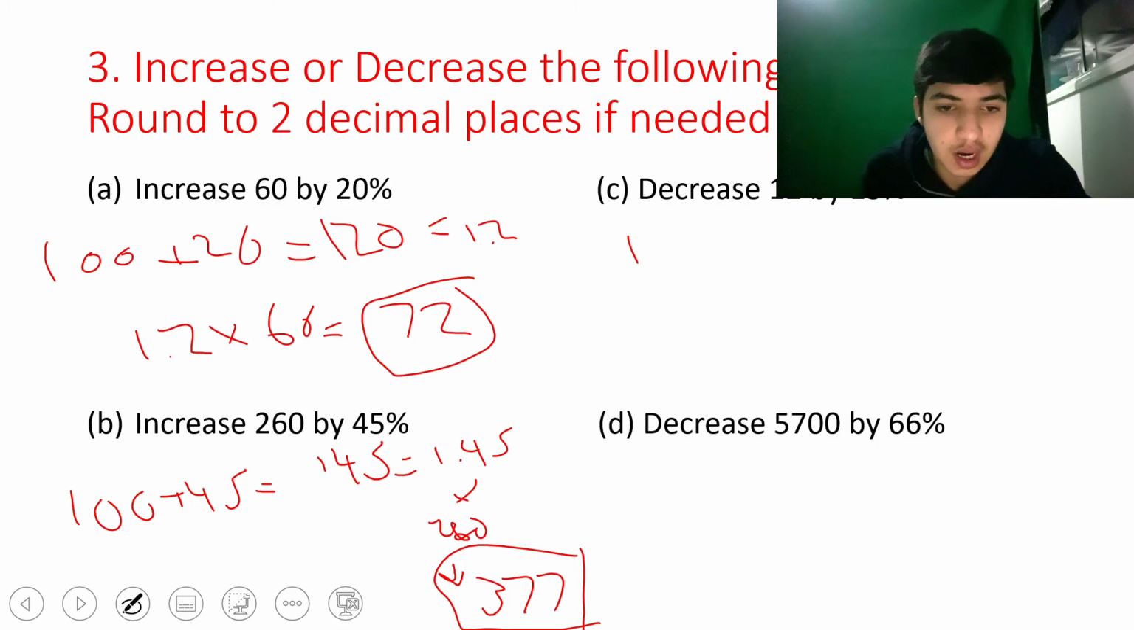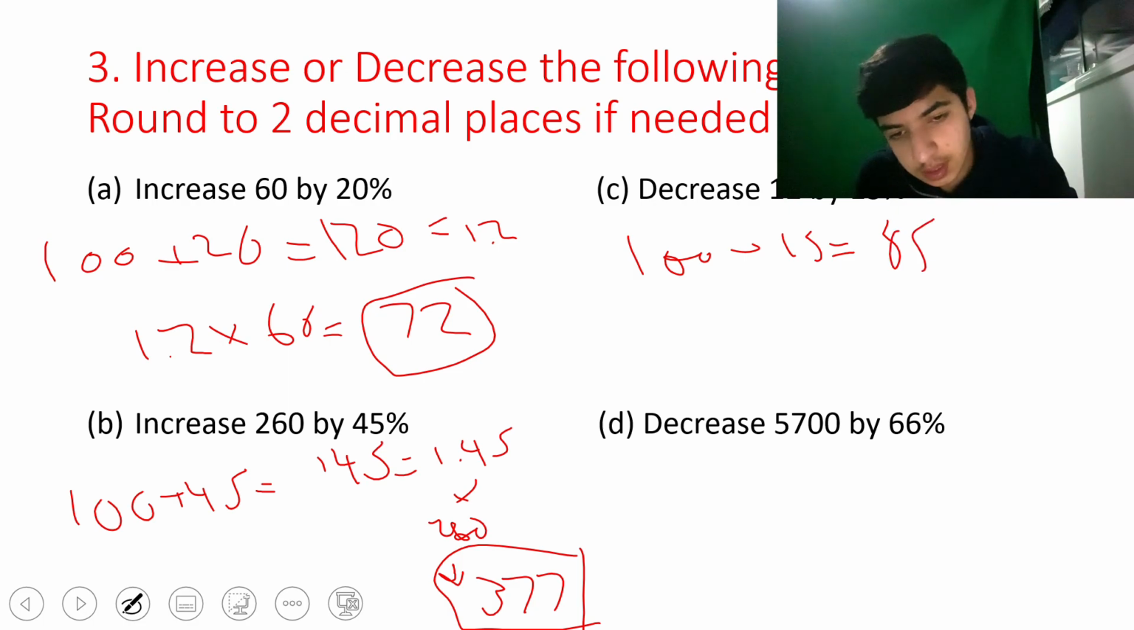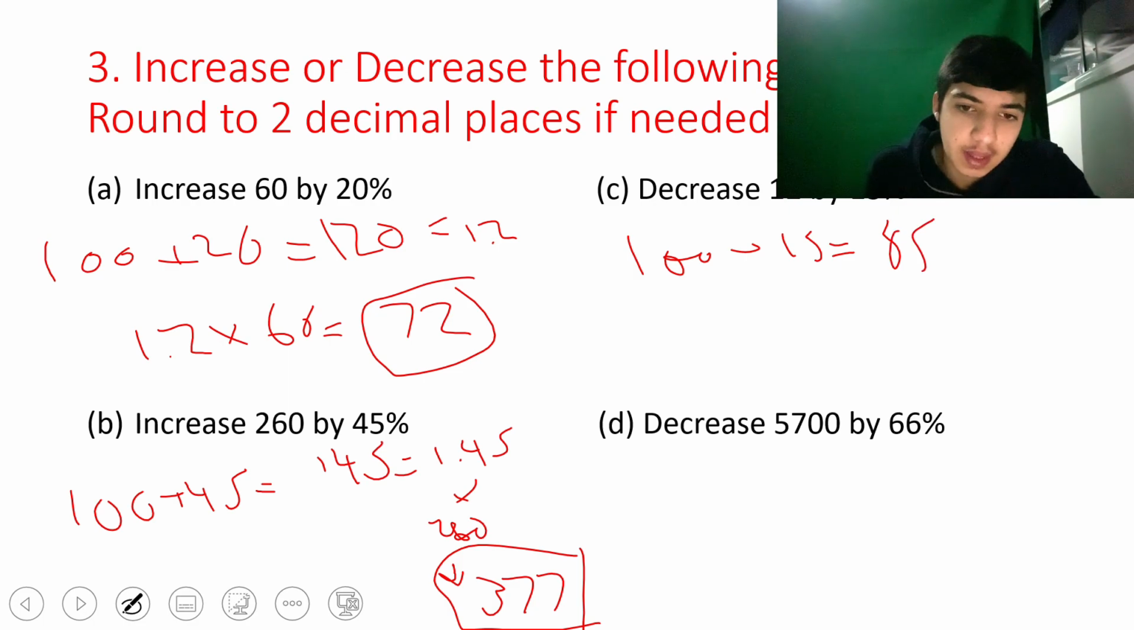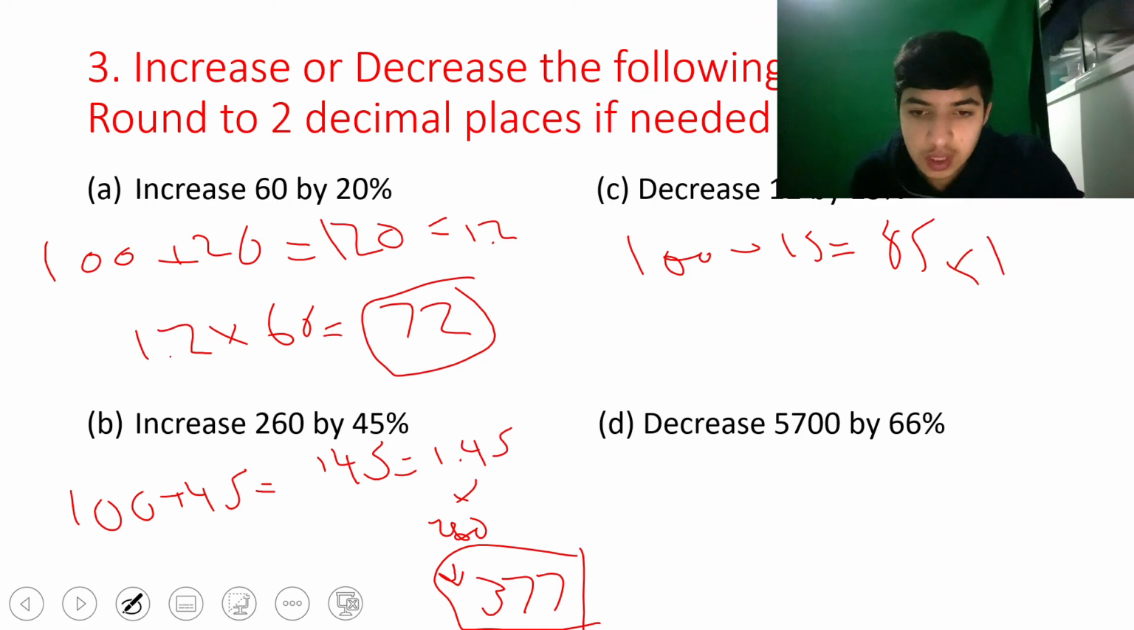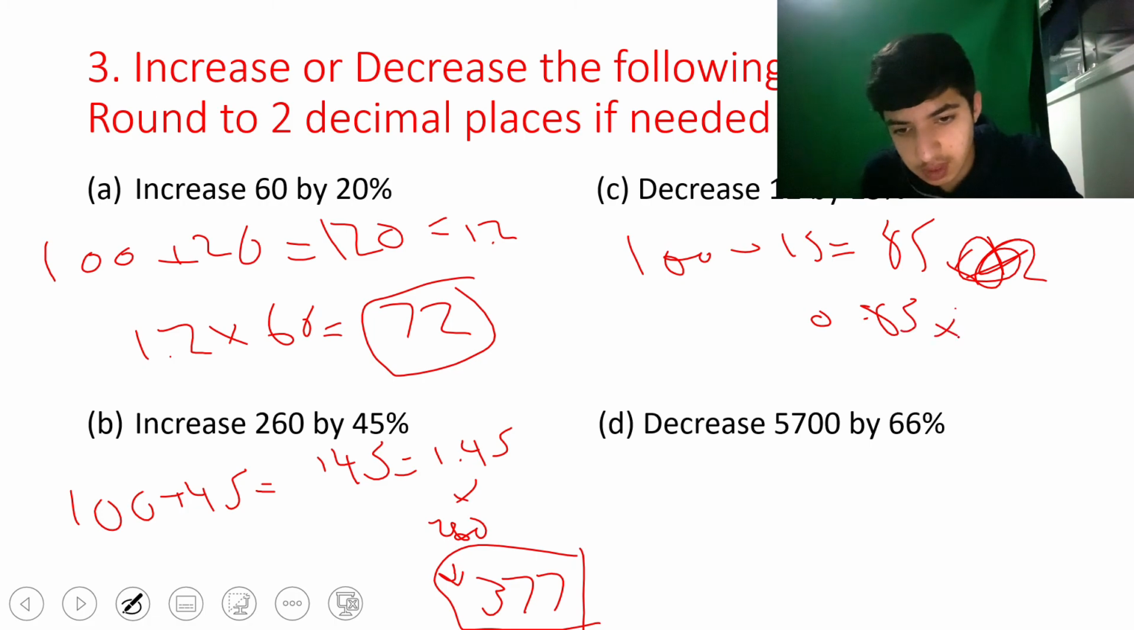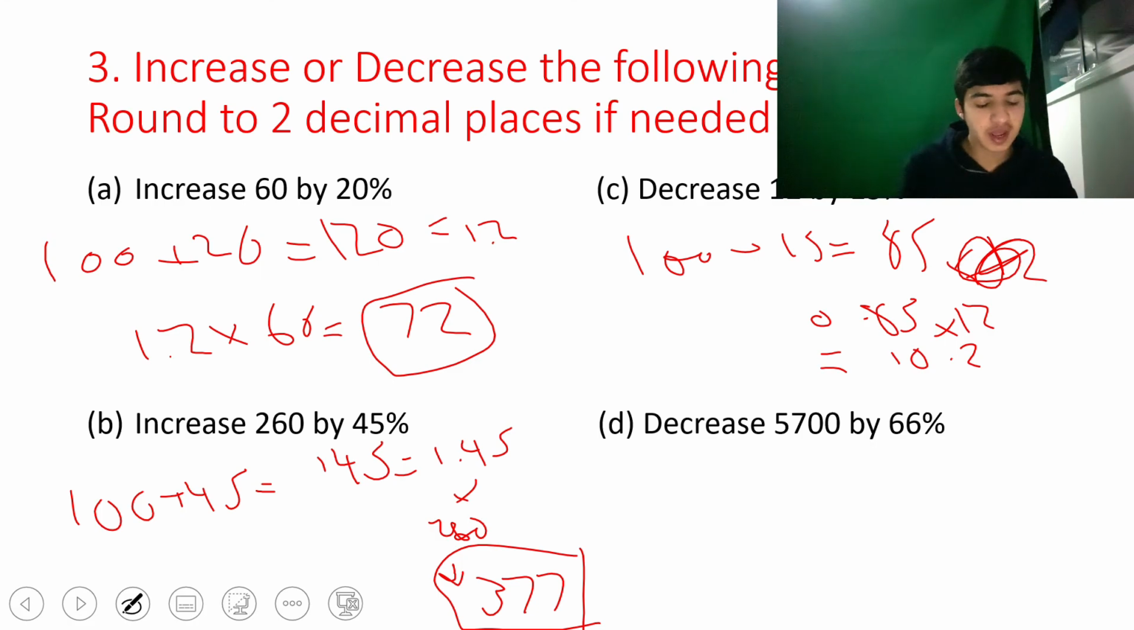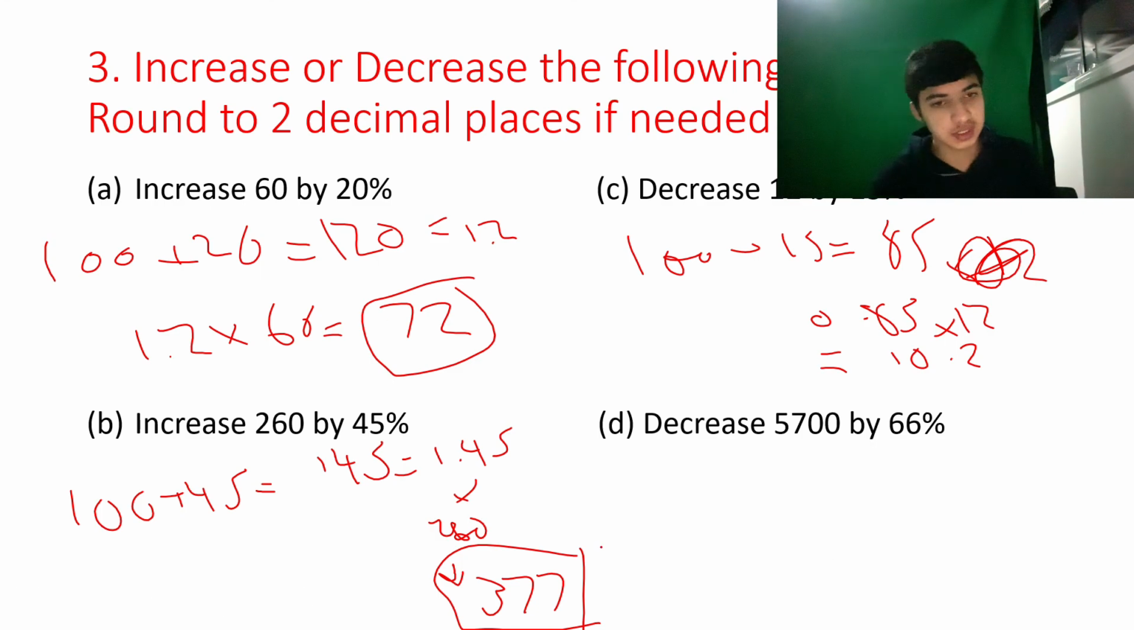For C, now decrease. Now we do 100 minus 15 equaling 85. Pretty short. Now convert it as a decimal, sorry. So it'll be 0.85 times 12 equaling 10.2. So far, we don't have any round to 2 decimal places. So I added that just in case, like if you had questions similar to that. And we can do that for D.